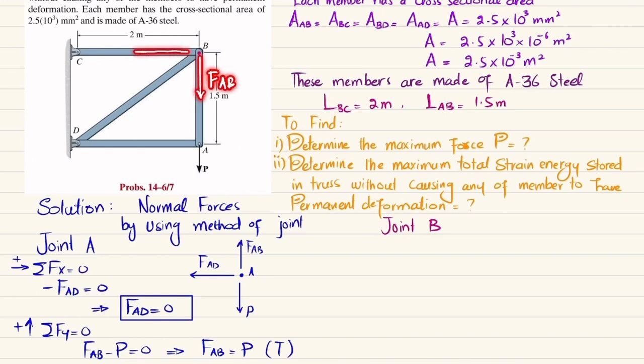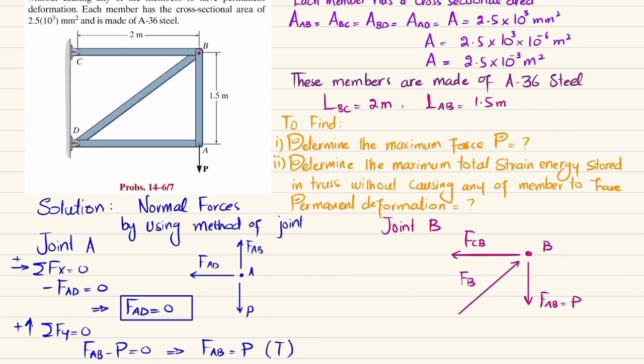Similarly, FCB will have an axial load in this direction. As a result, FCB will exert a force at point B in this direction, and this member will be in compression. As a result, this member will exert force FDB in this direction at point B. So we'll draw this free body diagram over here. This is your point B. At B we have FAB which is acting downward, and FAB is equal to P. Similarly, FCB will be in this direction, horizontal, and FBD will be in this direction.